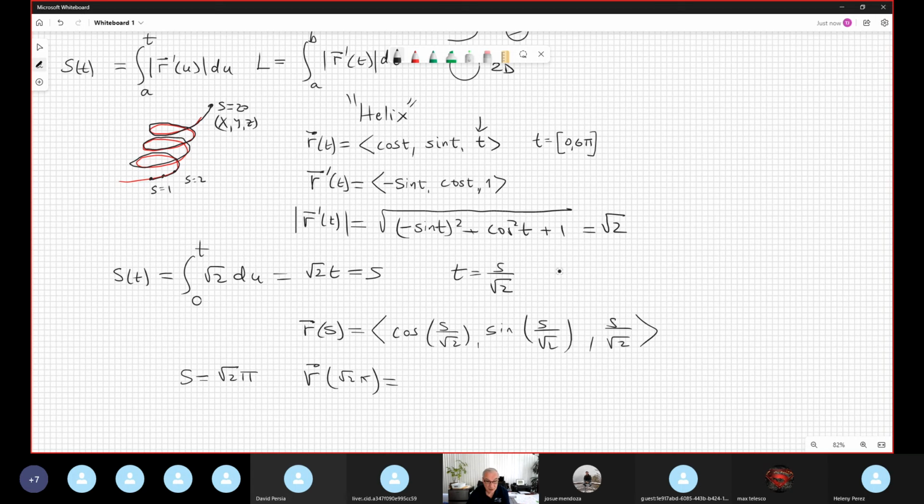The answer is -1, 0, pi. That means that our insect is located at x equal -1. In this moment, I take a picture when it has traveled this distance along the helix: y is 0 and z is pi.